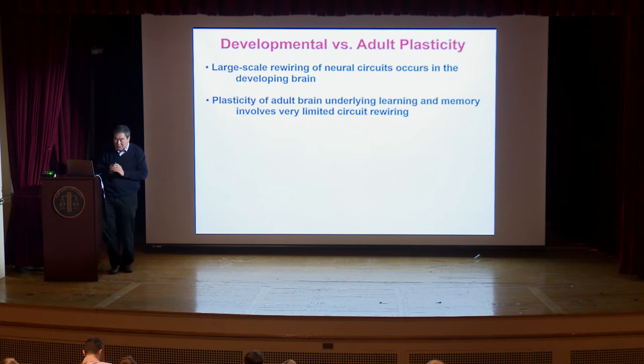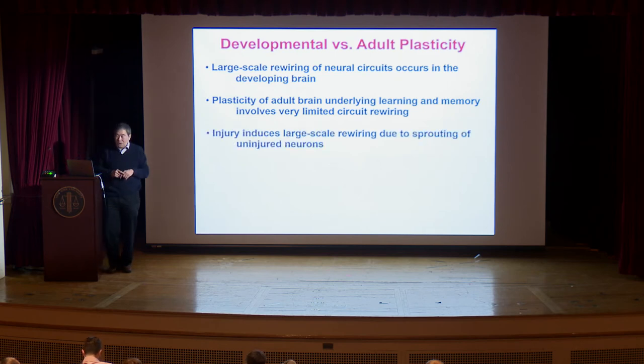That's most energy efficient, and is what the adult brain allows you to do, because if you look at the EM, the adult brain is full of cells. There's not much room for new growth, right? So this is how plasticity works in the adult brain.